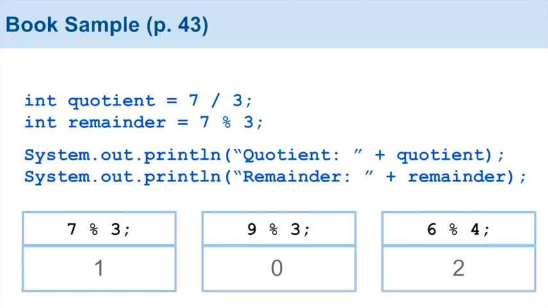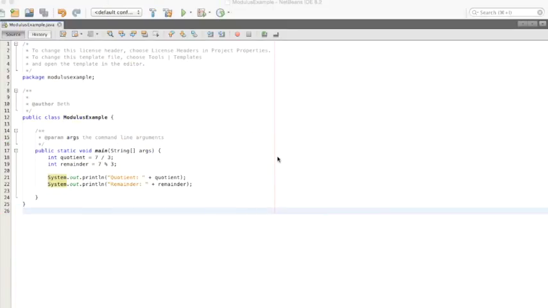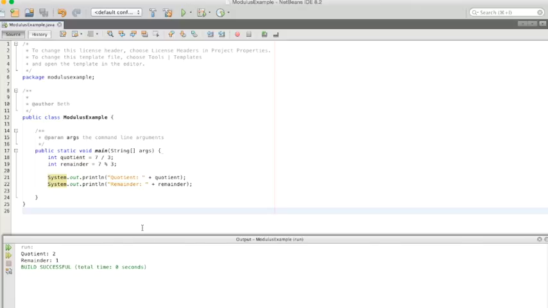Now we're going to pop over to NetBeans and see what it looks like, to test how well we did in our sample exercise. So when the book said 7 divided by 3, we think 3 goes into 7 2 times, and we think there's going to be a remainder of 1. So let's see. The quotient is 2, and the remainder is 1.